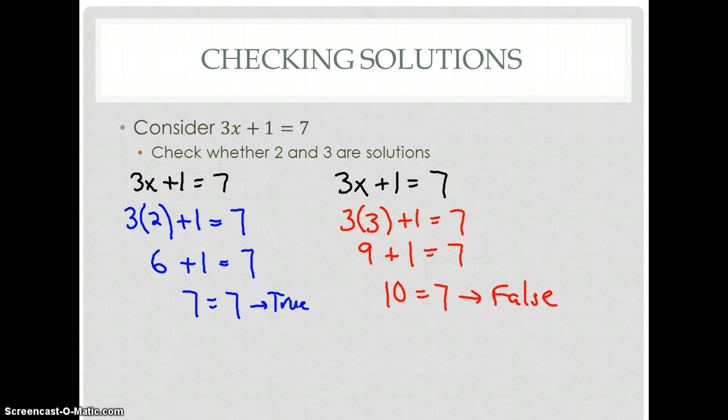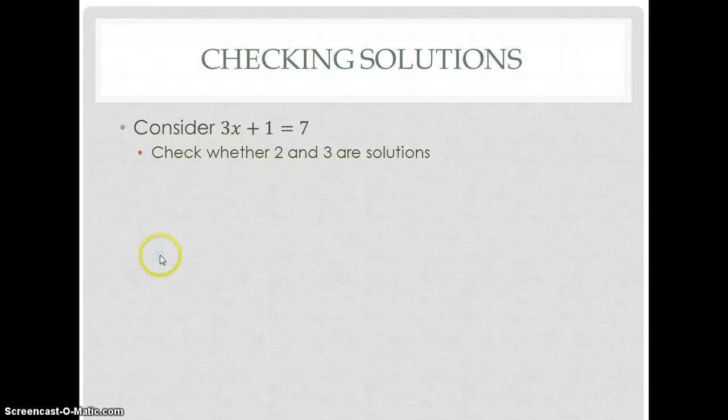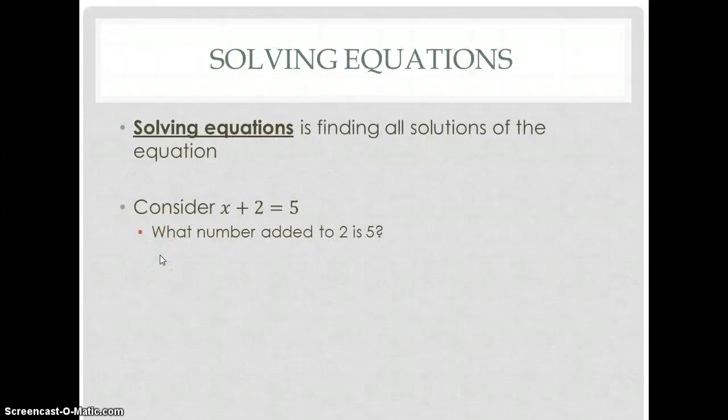So what that means is x equals 2 is a solution. x equals 3 is not a solution. And that's just based on the fact that we get a true statement when we substitute 2 in, and we get a false statement when we substitute 3 in. So we kind of had the answer there first and checked it.